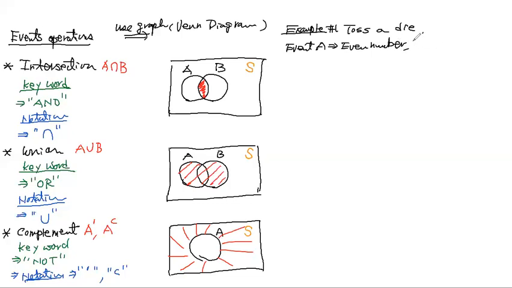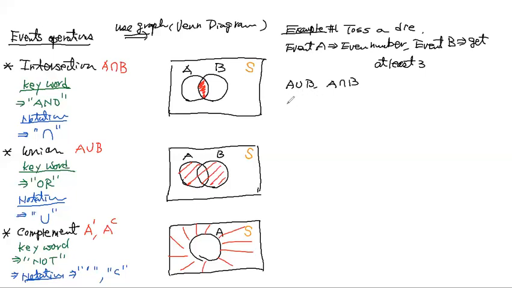And event B is so it's get at least 3. Okay, so now I'm going to find A union B and A intersect B. All right. So now let's take a look here.